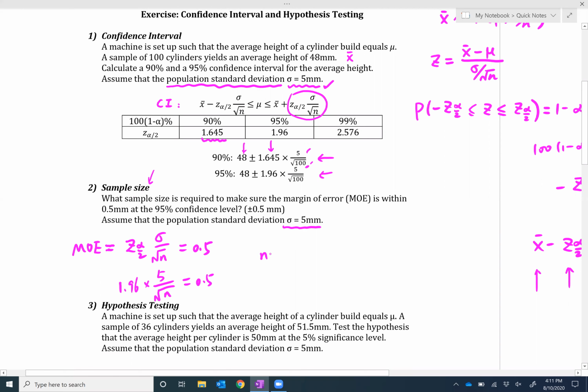Then n equals 1.96 times 5, divided by 0.5, then squared. This will equal 368.64. Approximately, because we cannot take decimal points when we build a part, right? So this will be 369, okay? So you always round up.